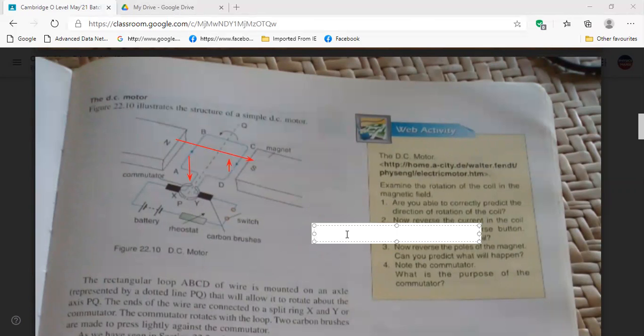So does every motor have a magnet? Can't it just turn using the current? Yes, yes. Every motor we are using.